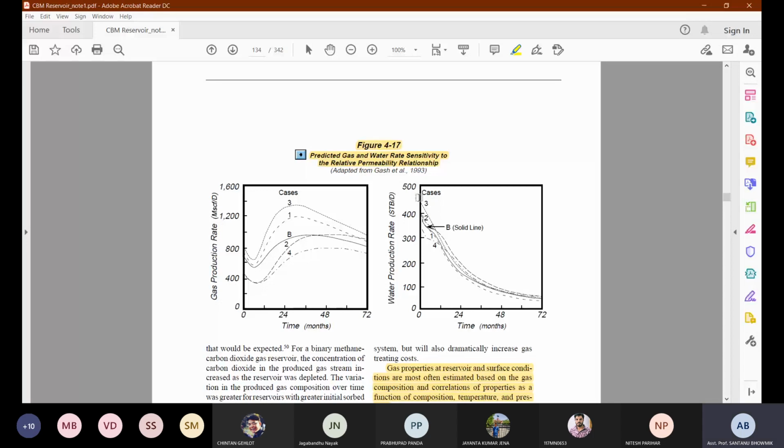this does not vary in a very big way. You can see that all the graphs are following the same path. So with the water saturation, the water production rate is not going to change that much, but there is a difference in the gas production rate. That's why you need to know the relative permeability.